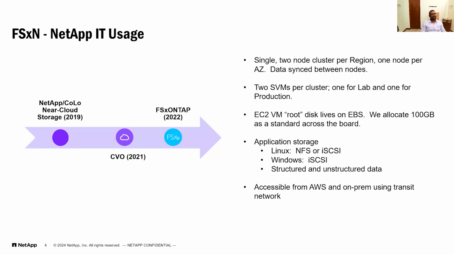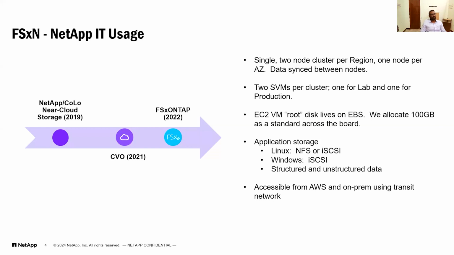When it comes to EC2, the VM spot, we attach EBS as a root volume. It is AWS native storage, because we cannot leverage FSxN for root volumes. By default, we provide a 100 GB root volume across the board. Whatever VMs we are provisioning, we give 100 GB of root volume to the VMs.